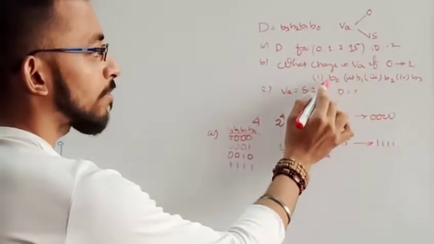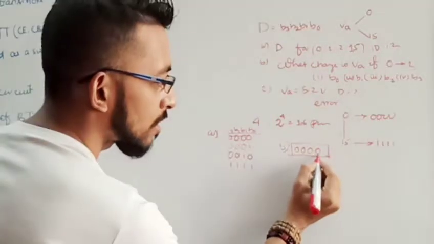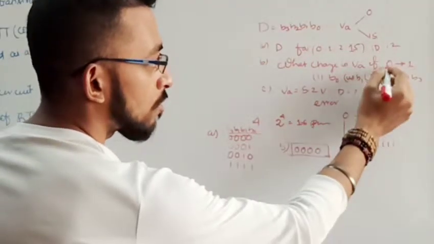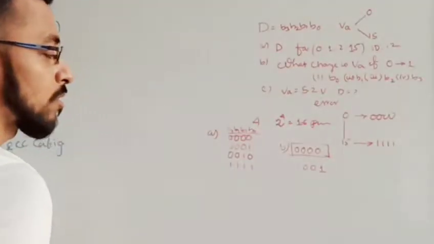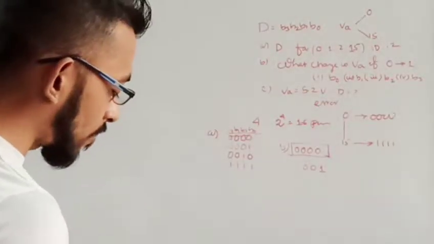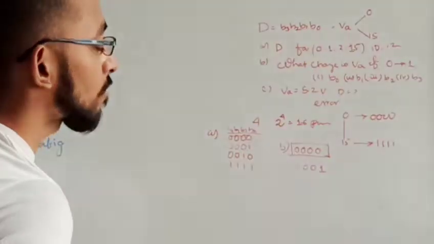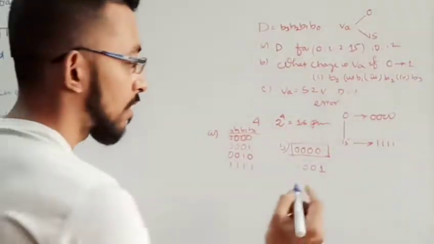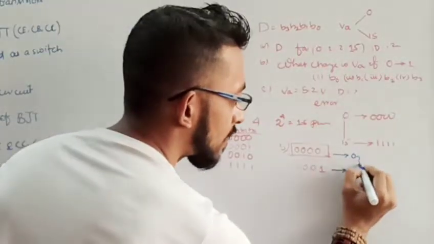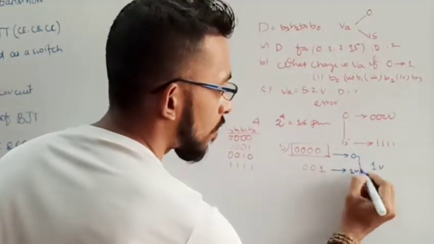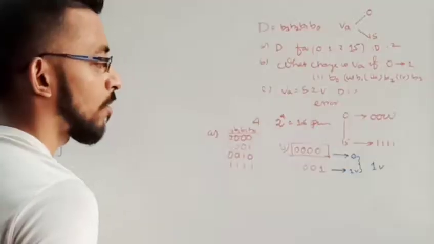Now in the first part I have to change my B0 value. B0 is this digit, from 0 to 1. So it will become 0 0 0 1, which is nothing but the analog value 1. So this value will give me 1, and this value is nothing but 0. So there is a change of 1 volt. This is 1 volt, this is 0 volt. So there is a change of 1 volt.